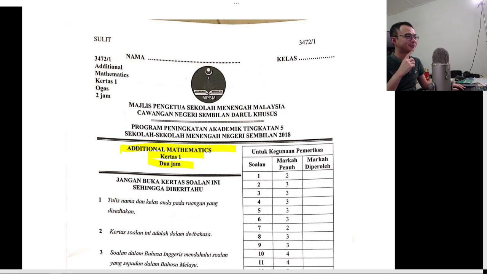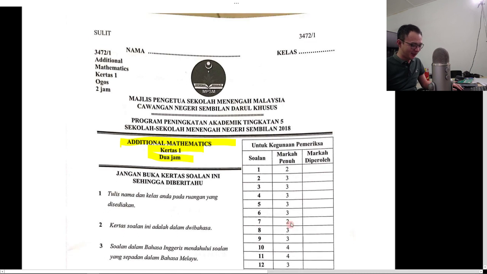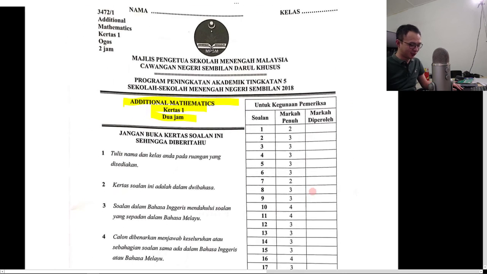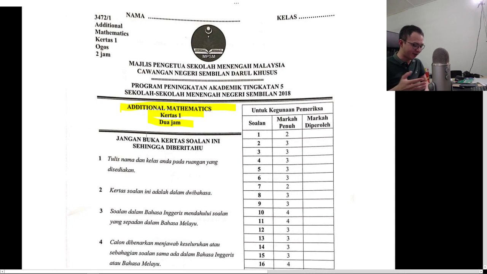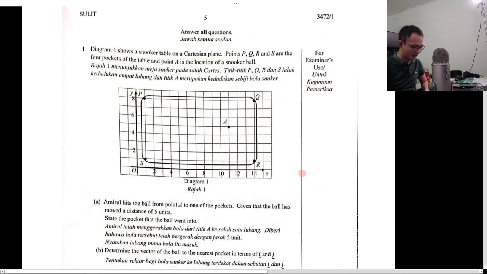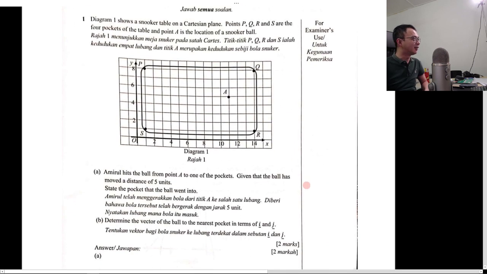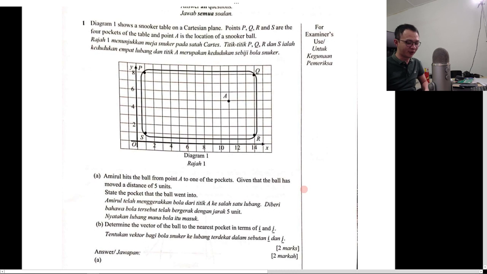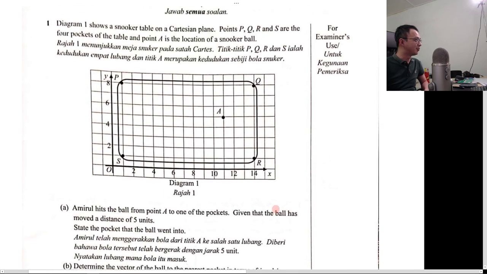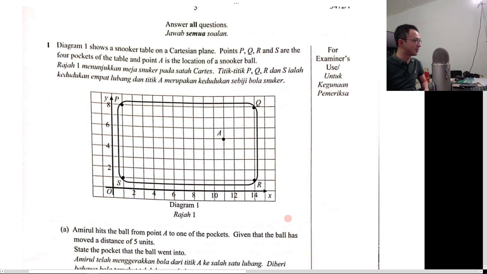Alright, let's begin with this paper. This is the 2018 Negeri Sembilan MF paper 1. Let's see how we do this question. First, I hope all of you can see the question. Maybe I'll zoom in a bit bigger, just in case you can't see.